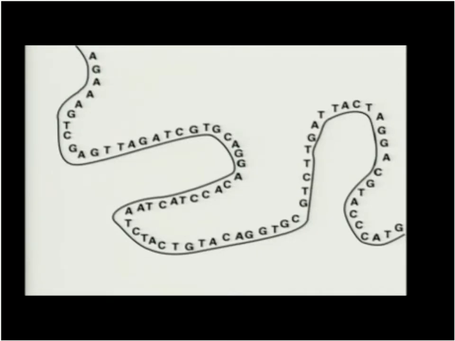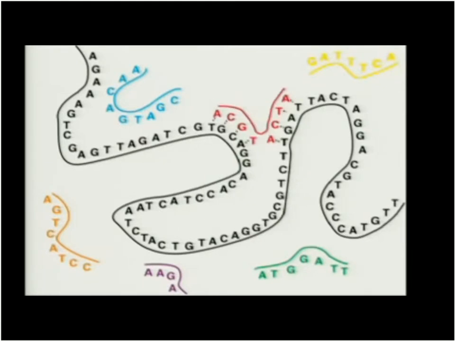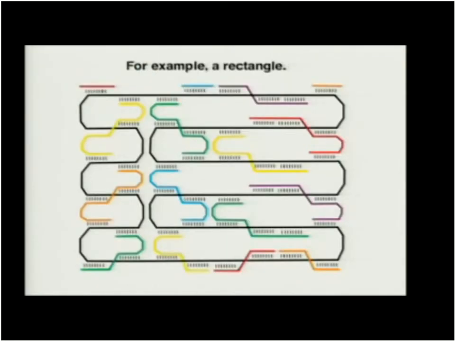We add a bunch of short synthetic DNAs that I call staples. Each one has a left half that binds the long strand in one place, and a right half that binds it in a different place, and brings the long strand together like this. The net action of many of these on that long strand is to fold it into something like a rectangle.